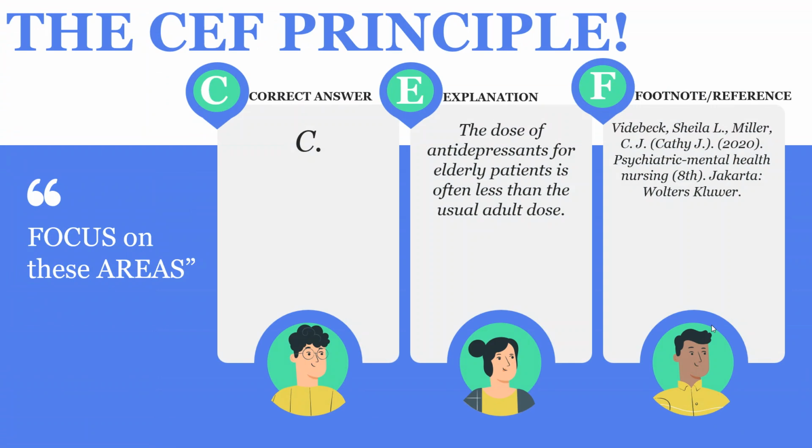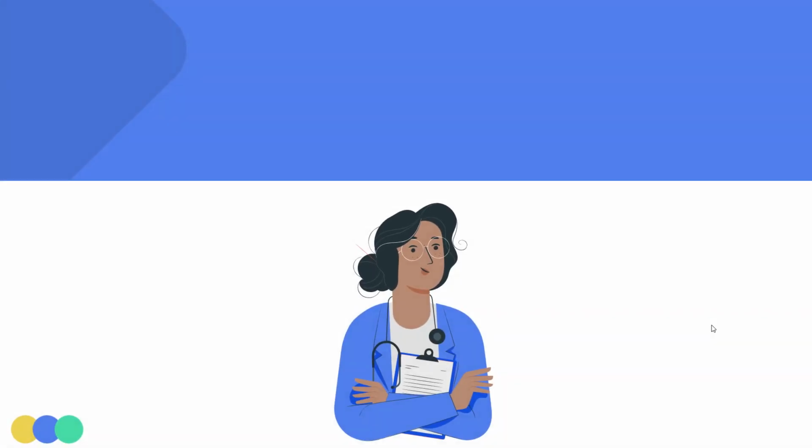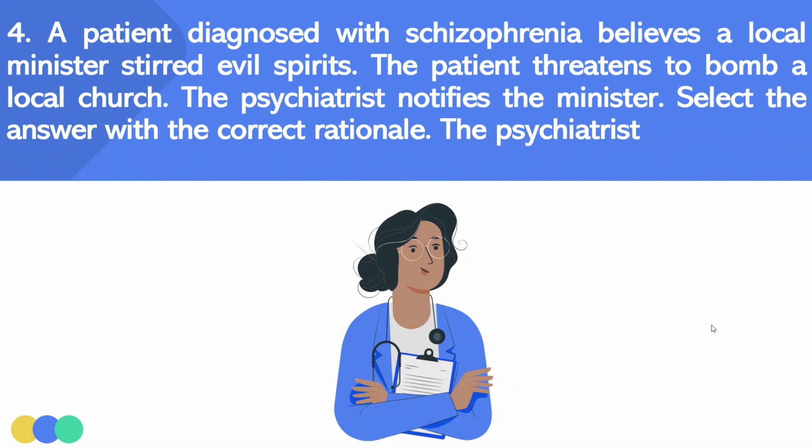And that's the rationale. Number four, a patient diagnosed with schizophrenia believes a local minister steered evil spirits. The patient threatens to bomb a local church.